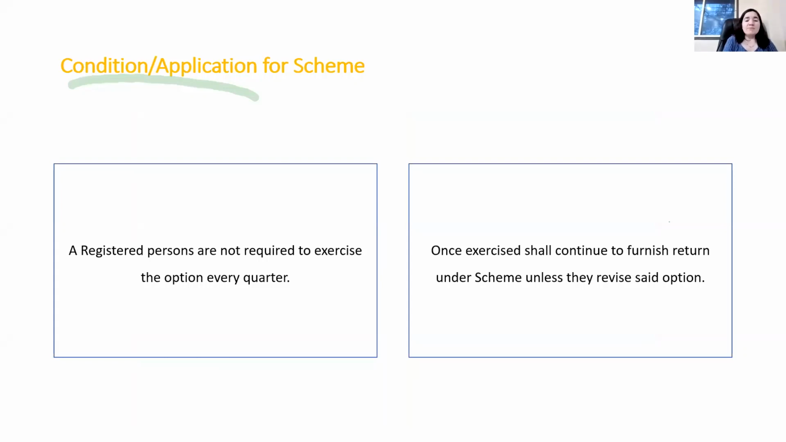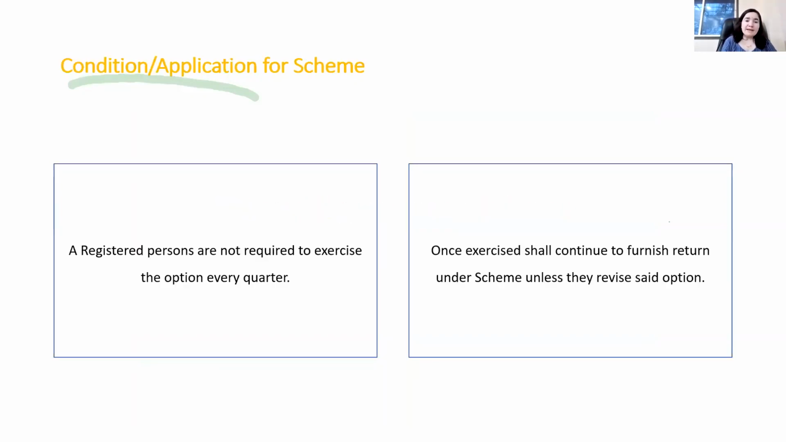Now, a registered person is not required to exercise the option every quarter. So definitely, if you opted for the scheme, then it is not required to opt in for the scheme for every quarter. Once you opt in, that means if for this quarter you have already opted for the scheme, then during the year that scheme applies by default, unless and until you specifically opt out from the scheme. For the next quarter, the taxpayer is automatically under the quarterly or QRMP scheme.